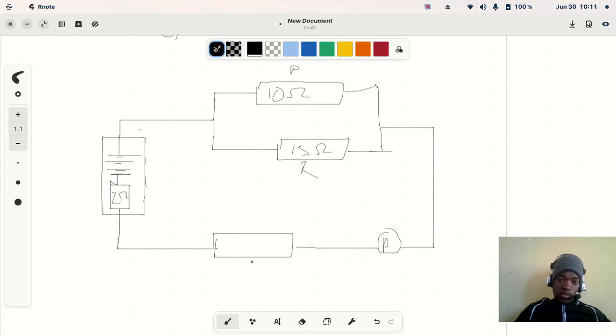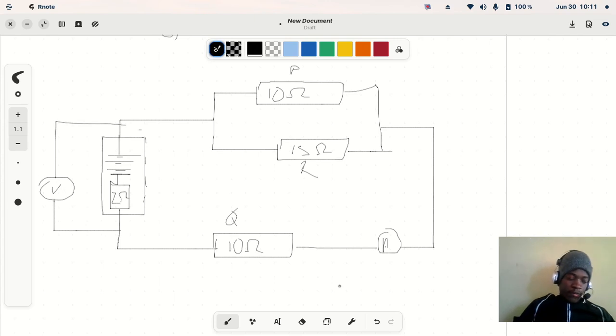Okay, and then this one is Q, and is measured to be 10 ohms. Okay, and then this is hooked up to a voltmeter, like so. Okay, so now we have everything that we need.